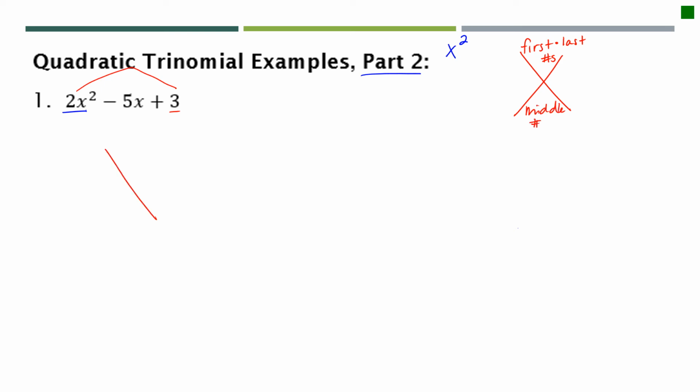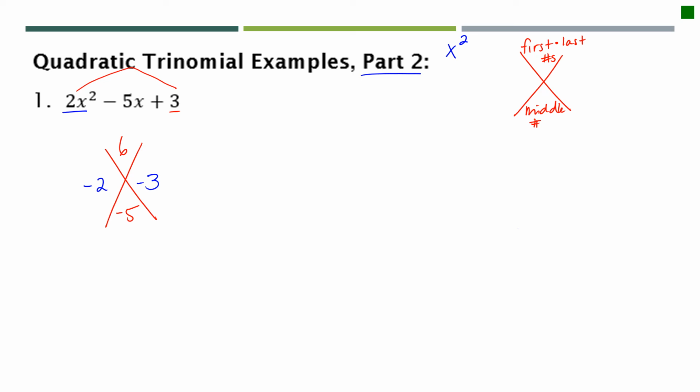So for this problem right here, 2 times 3 is 6, and then the middle number is -5. So I need 2 numbers that multiply to -6 and add to -5. So the magic numbers here would be -2 and -3. So the diamond part is almost the same, except that to get that top number, you have to multiply the first and last numbers.